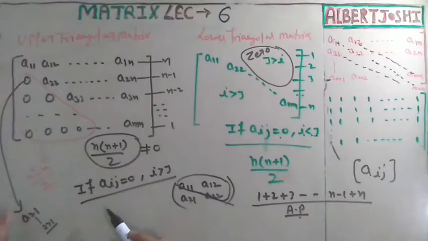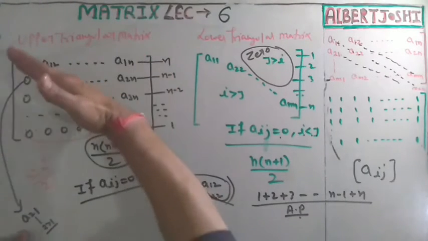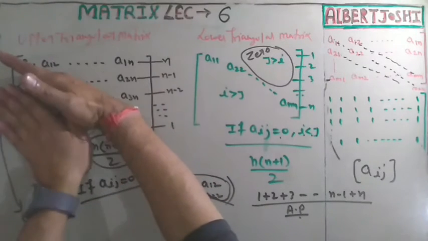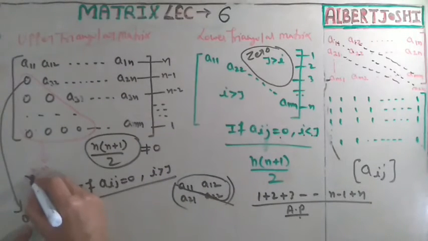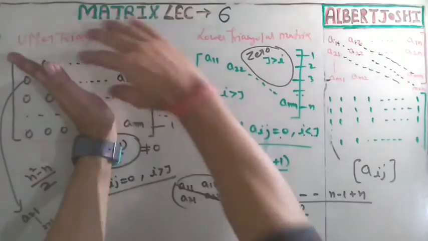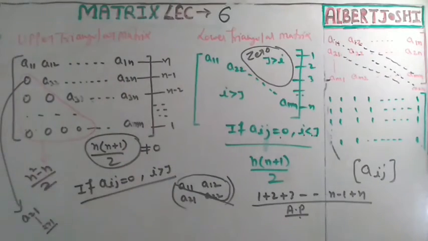The total number of zero elements in the upper triangular matrix: the total is n square. If you cut the diagonal, minus n, then you will get this portion and this portion. This portion is 0, so it is n square minus n, divided by 2, because you cut the matrix and get one triangle and a second triangle, but we want only one triangle, so divided by 2. So the total number of zero elements in the upper triangular matrix is n square minus n upon 2.